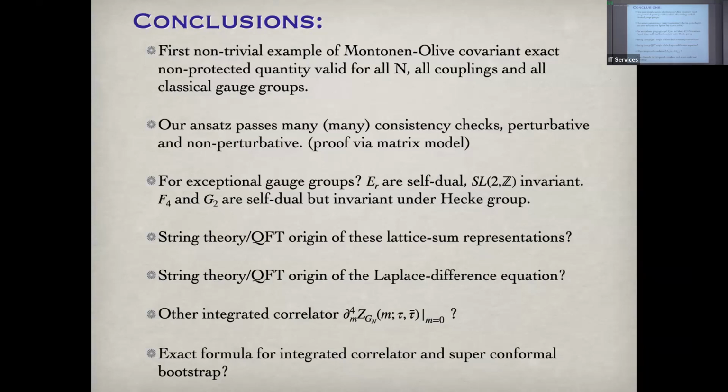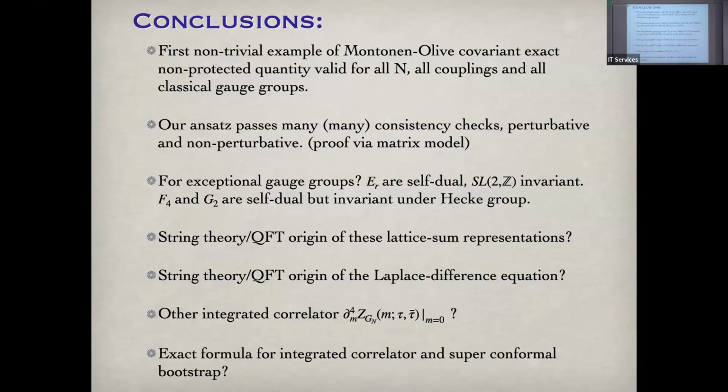What is the string theory origin of this lattice sum representation? This is something else that we would really like to understand. The polynomials that I wrote before had integer coefficients. So somehow they're counting something, but I don't know what they're counting. There should be some origin, maybe coming from 6D, of these lattice sum representations.